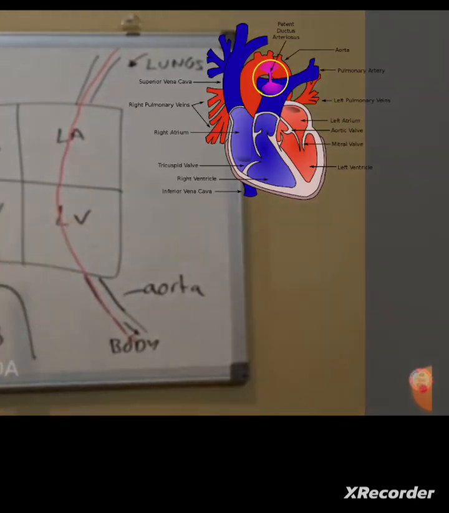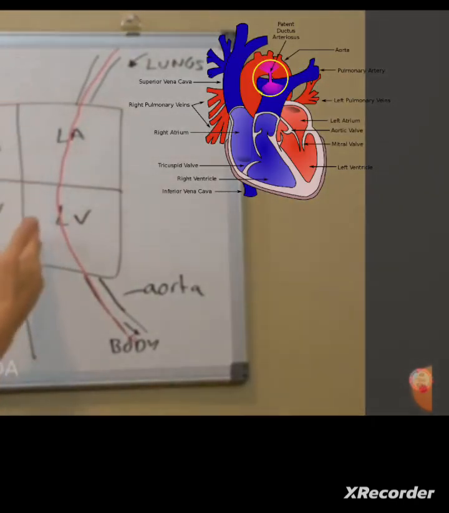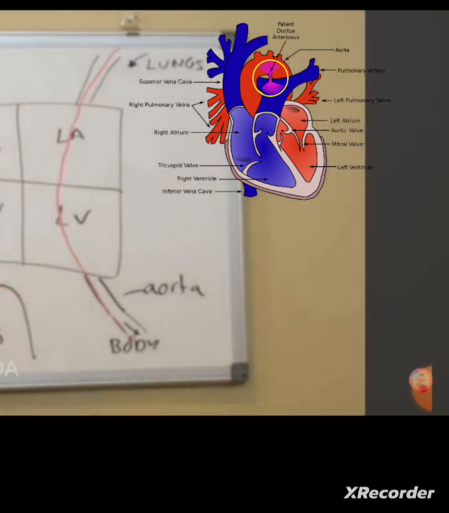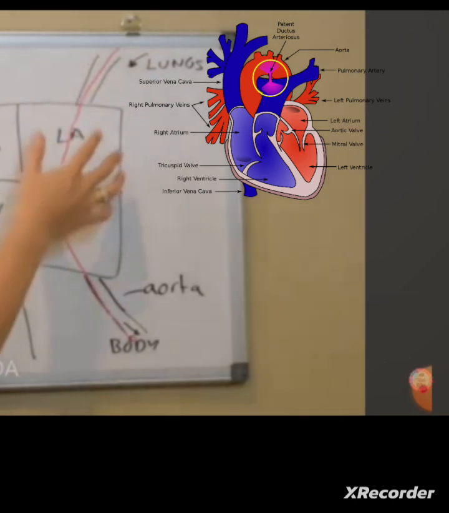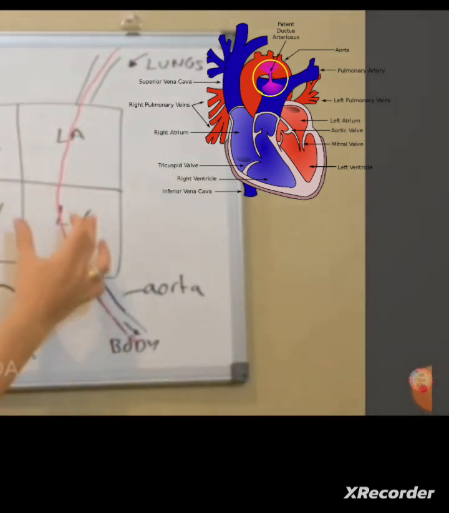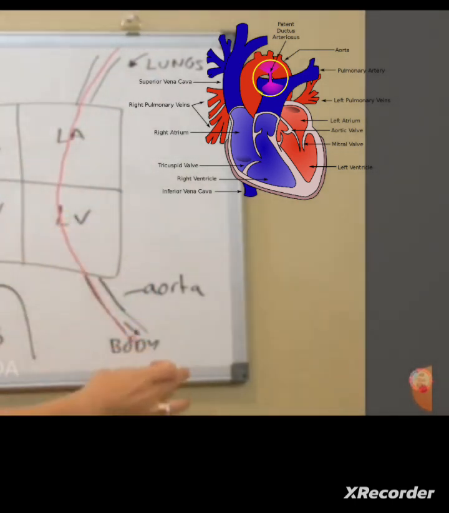So you can see in a normal heart, the right and the left sides of the heart are completely separated. The right side is responsible for sending the blue blood to the lungs, and the left side is responsible for sending the nice red oxygenated blood to the body.